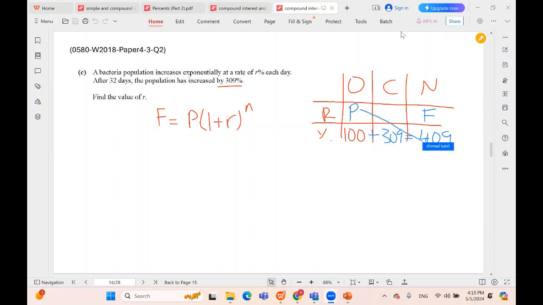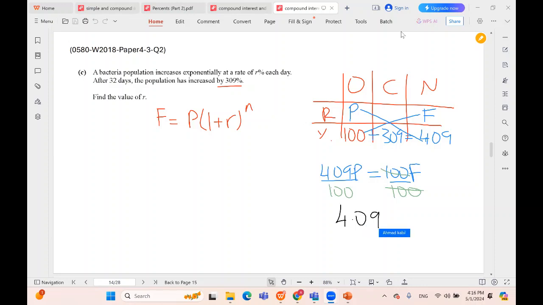You can cross multiply to get a relationship between P and F. So 409P equals 100F. You can divide both sides by 409, for example. Or let's actually divide by 100 just to get the F on its own. That's nicer. So let's divide by 100 on both sides. These will cancel out. So you get at the end 4.09P equals F. Now you have a relationship between F and P.